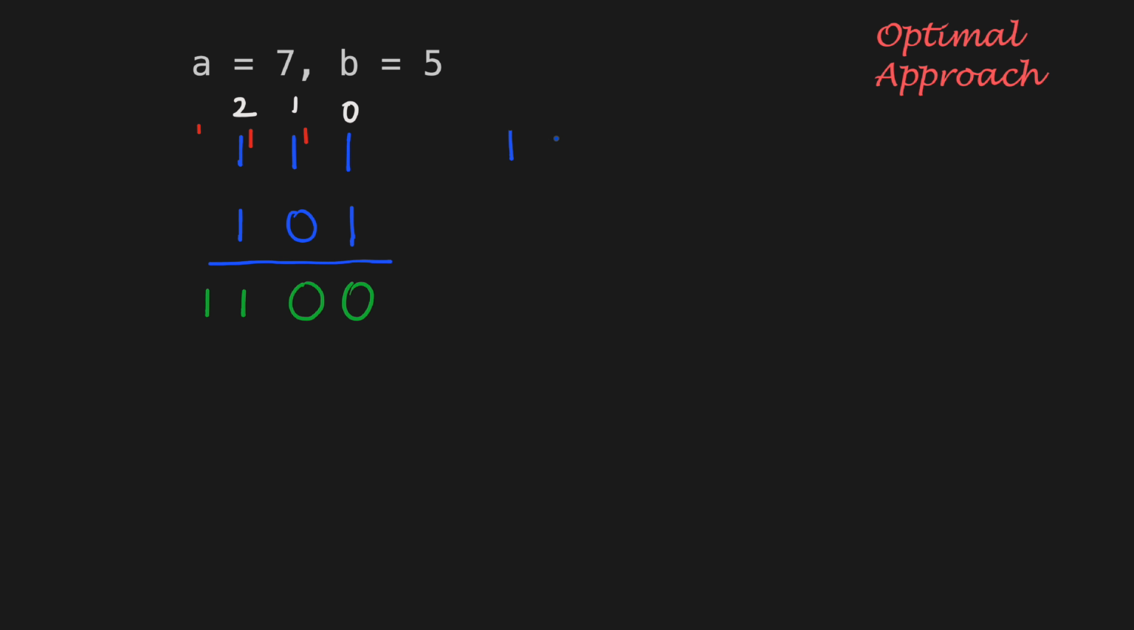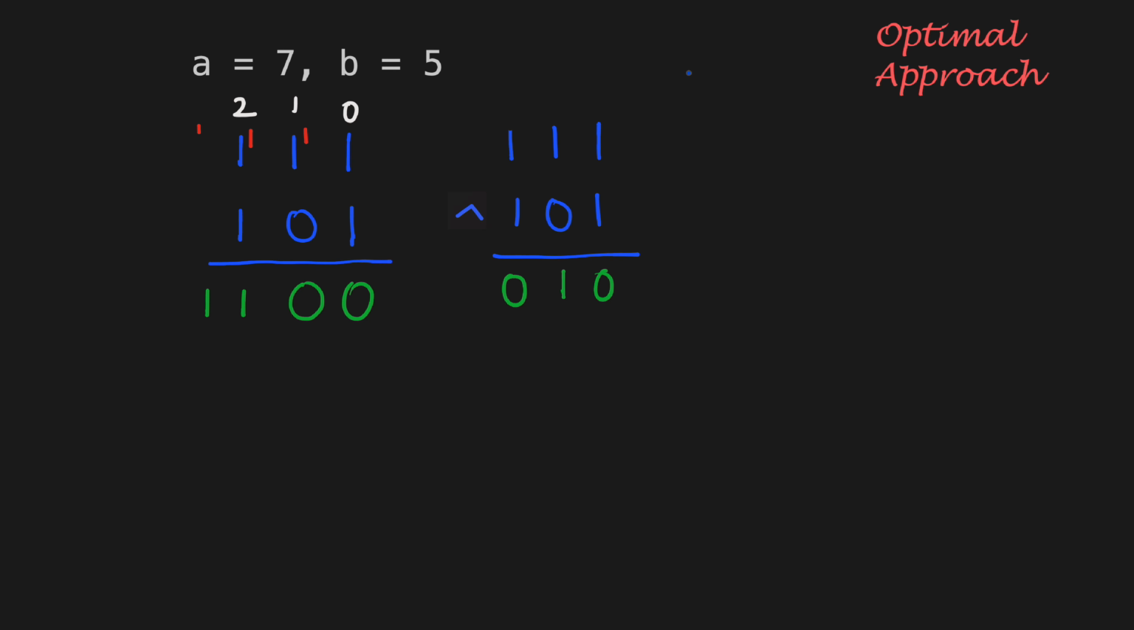So now let's XOR the numbers 7 and 5. So 1 XOR 1 will be 0, 1 XOR 0 will be 1, and 1 XOR 1 will be 0, which is 2 in decimal. But sum of 5 and 7 is 12 and not 2. And the reason we get the partial sum is because we still need to account for the carry, which occurs whenever two ones are added at the same bit position.